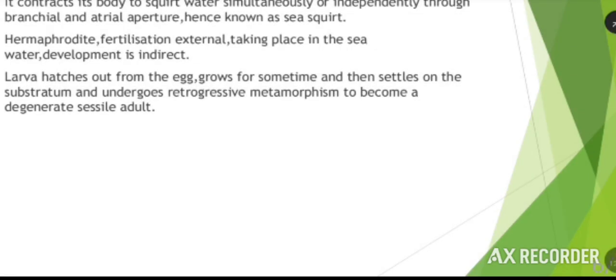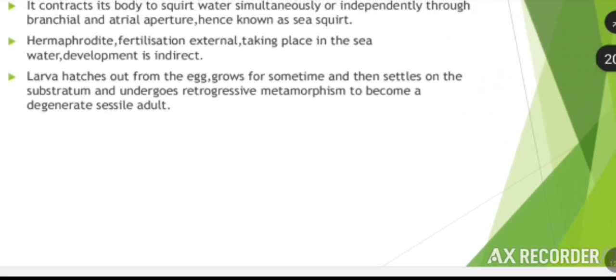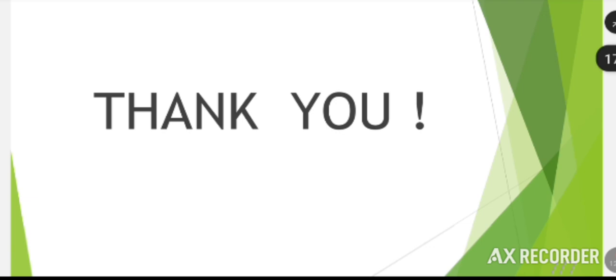The larva is motile, and it will undergo retrogressive metamorphism to become a degenerate sessile adult. Sessile means non-motile. So this is the end of the slide. Retrogressive metamorphism we'll discuss in the next lecture. So that's the last but not the least. Thank you so much.